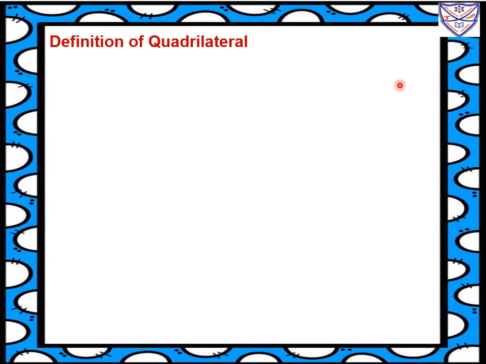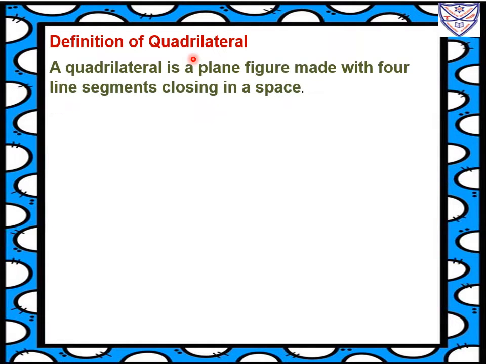Now we will see quadrilaterals. First, the definition. A quadrilateral is a plane figure made with 4 line segments closing in a space. It is a figure made up of 4 line segments, like a rectangle and a square.